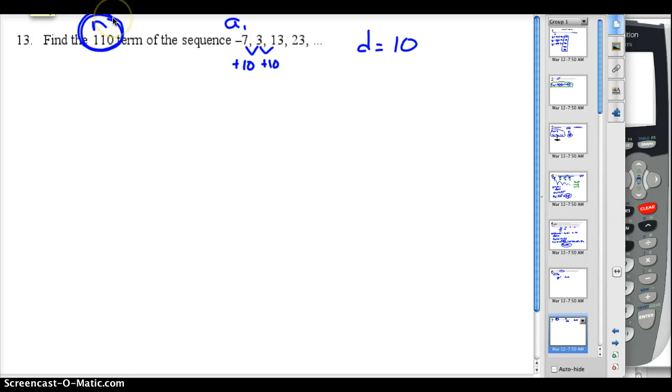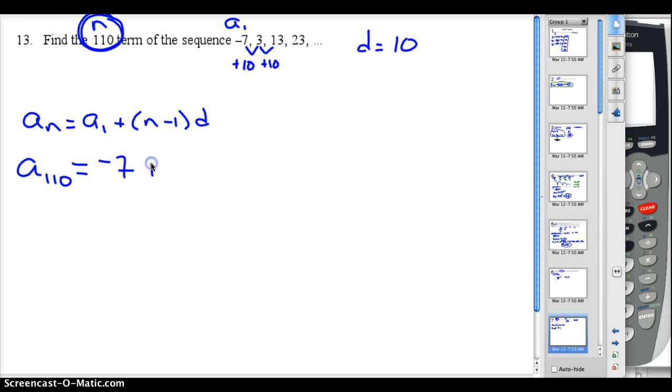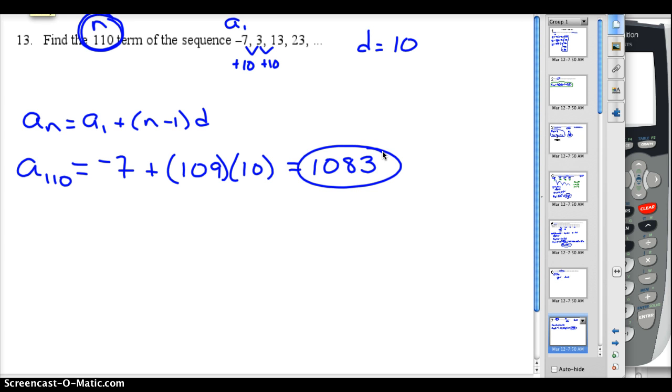We're asked for one specific term, so we need our explicit formula. And they asked for the 110th term, so a sub 110 equals a1 plus 110 minus 1 is 109 times 10. And when we work that out, we get 1,083. Pause while you try number 14.